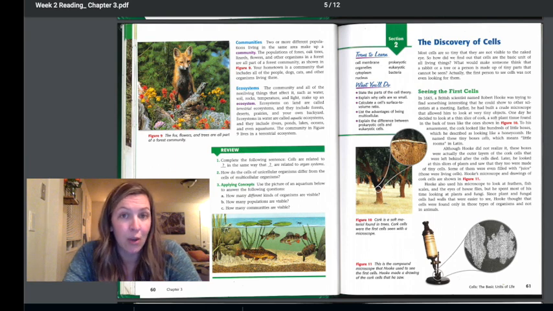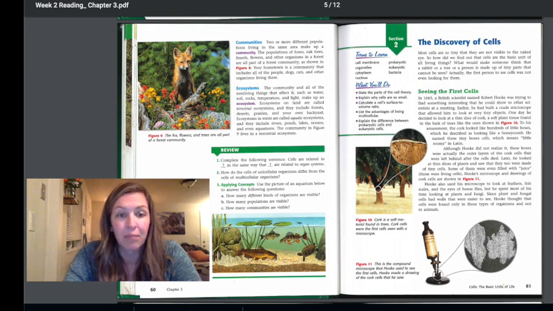So here are your review questions, and these are the same questions that are on the sheet that you need to turn in. 1. Complete the following sentence. Cells are related to blank in the same way that blank are related to organ systems. 2. How do the cells of a unicellular organism differ from the cells of a multicellular organism?